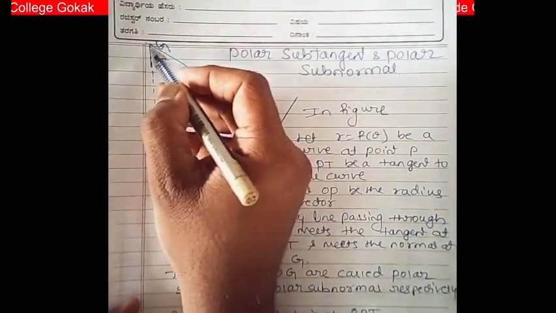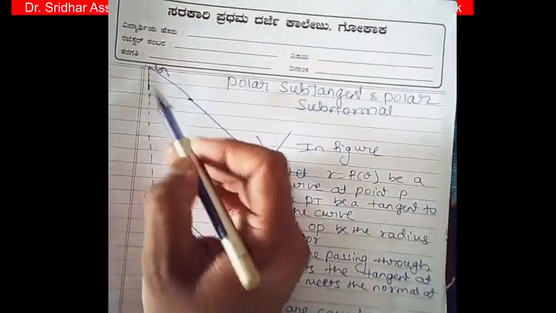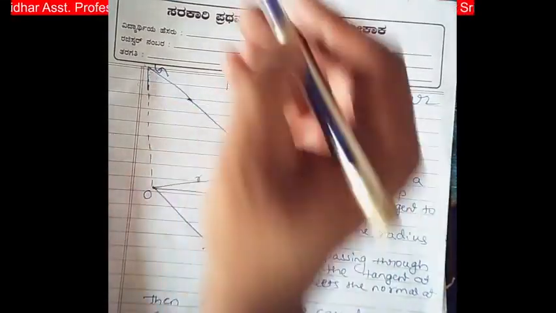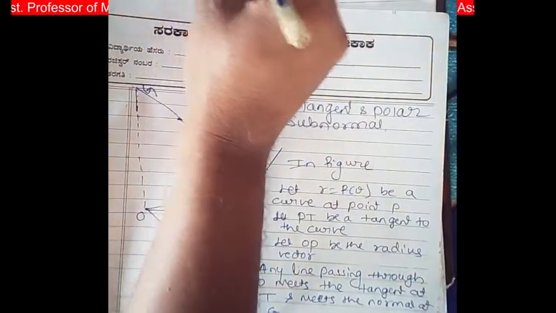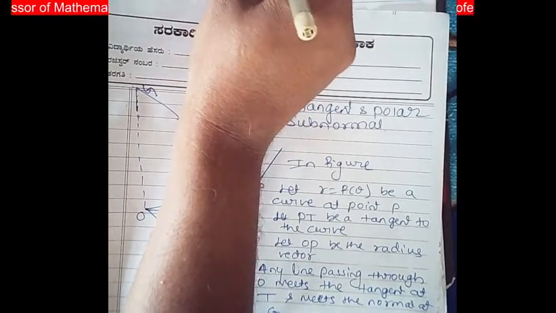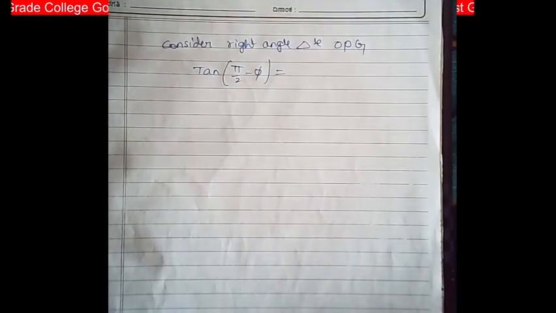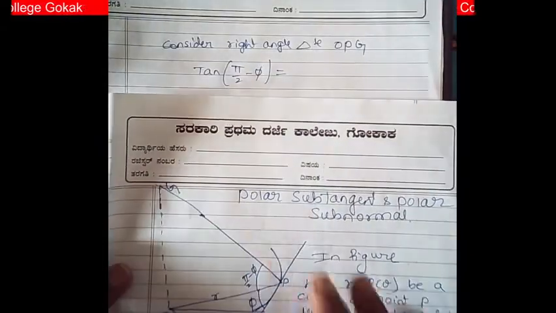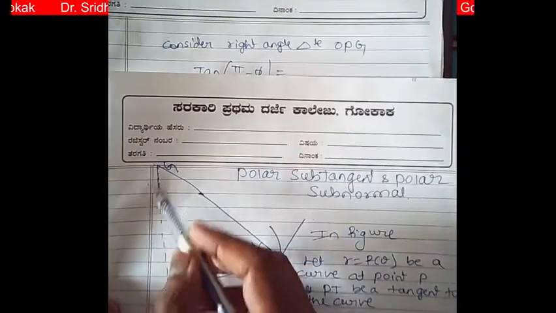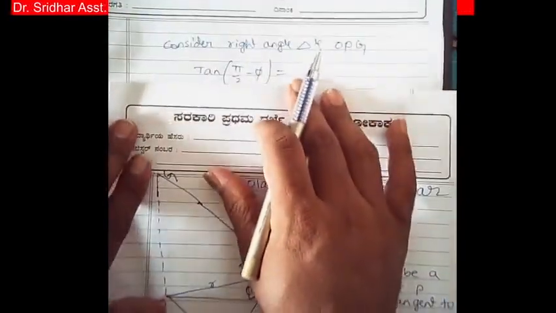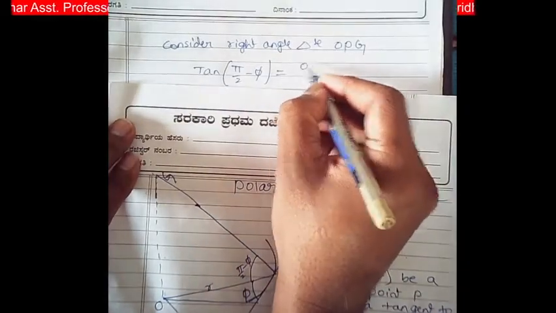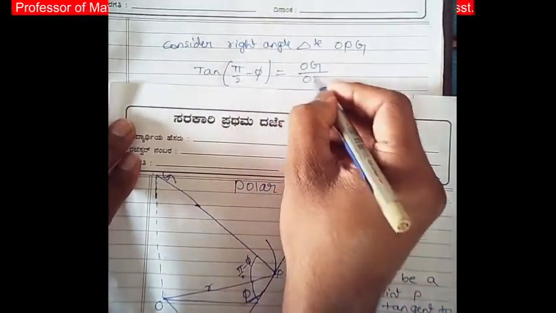So from triangle OPG, I write tan of pi by 2 minus phi is equal to, from this triangle OPG, opposite side, that is OG, divided by adjacent side, that is OP.